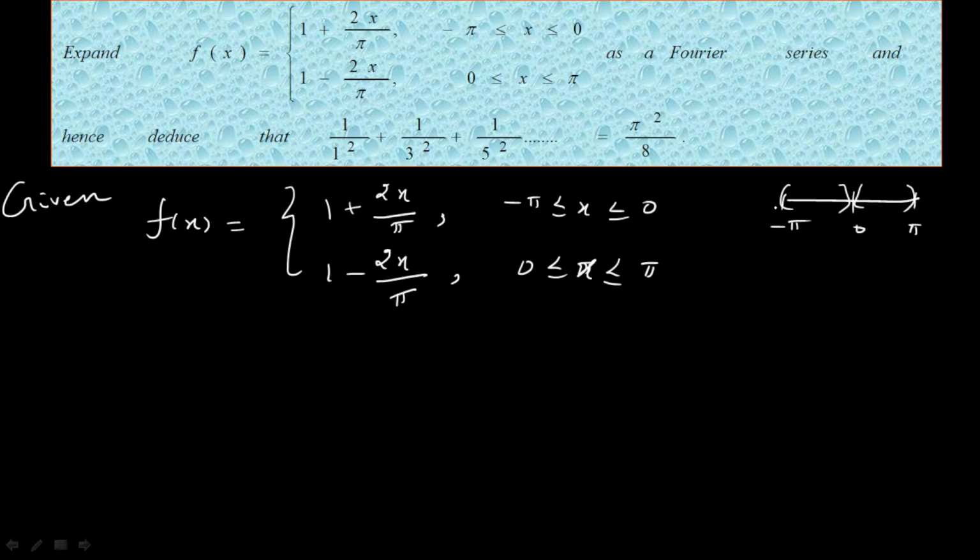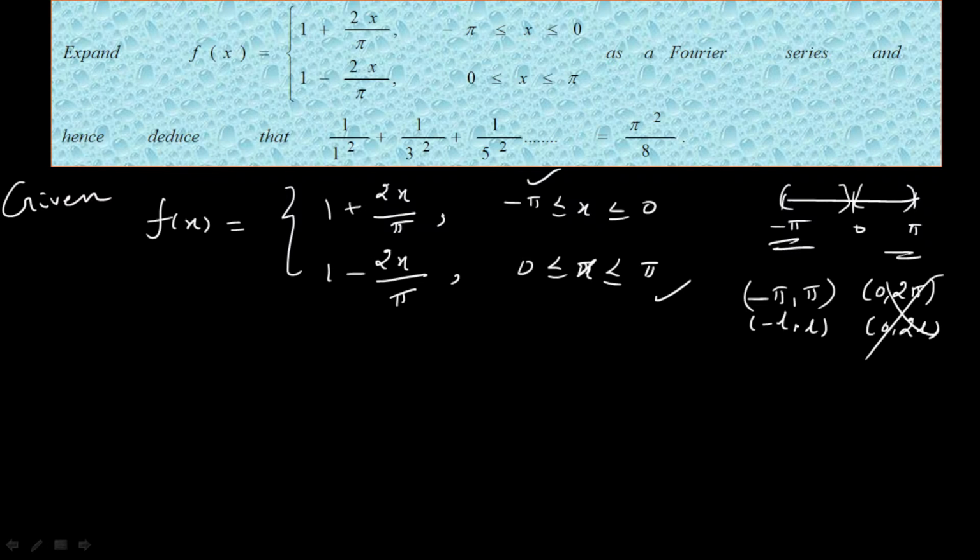Look at the interval. The interval is from minus pi to pi. This is the lower limit and this is the upper limit of the interval. As I told already, the case of odd and even functions arises only for intervals of the type minus pi comma pi and minus l comma l. And the case of odd and even functions doesn't hold for intervals of the type 0 comma 2 pi and 0 comma 2l. So look at our problem.